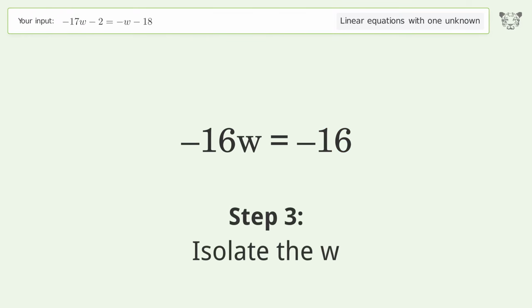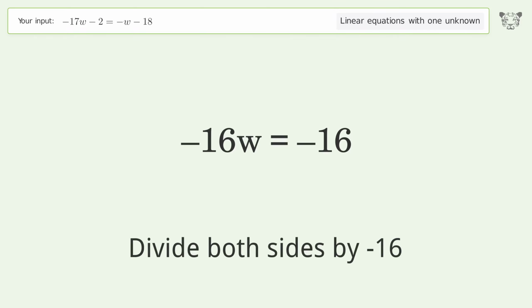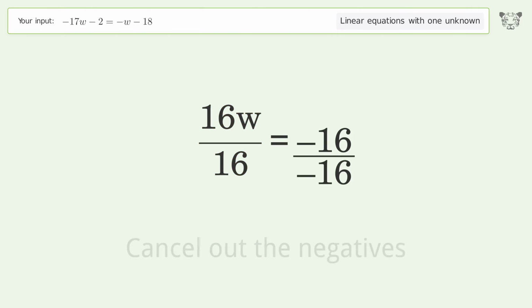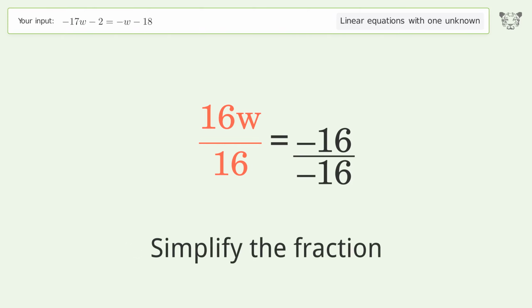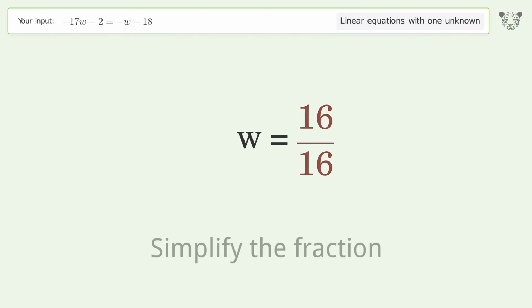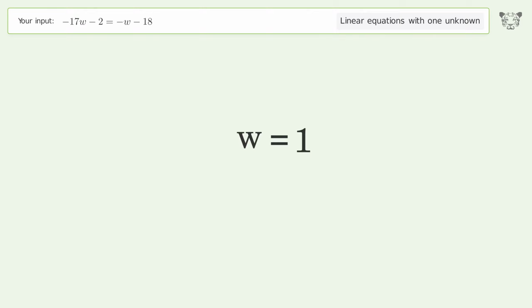Isolate the w. Divide both sides by -16. Cancel out the negatives. Simplify the fraction. Cancel out the negatives. Simplify the fraction. And so the final result is w equals 1.